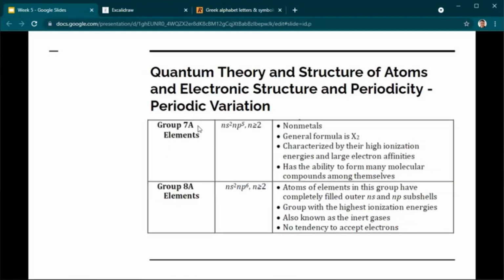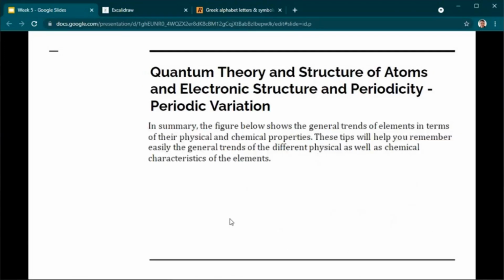Group 7A. Nonmetals. General formula is X sub 2, characterized by their high ionization energies and large electron affinities. This has the ability to form many molecular compounds among themselves. Group 8A. Atoms of elements in this group have completely filled their outer ns and np subshells. These are the noble gases, grouped with the highest ionization energies, also known as the inert gases. They have no tendency to accept electrons.